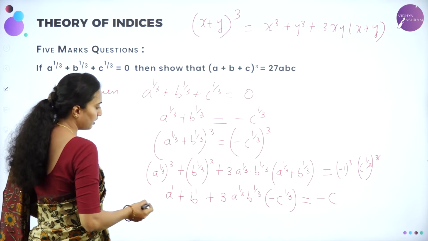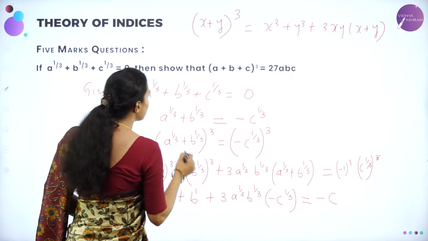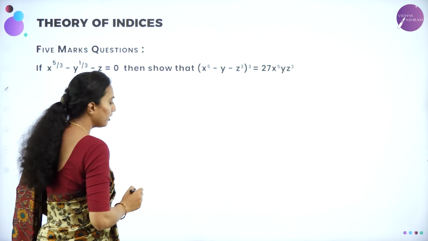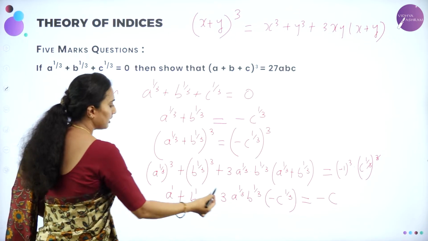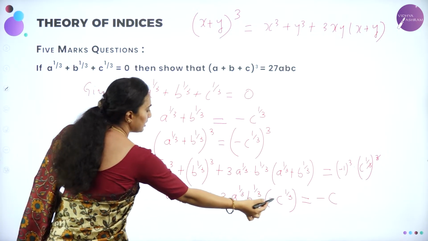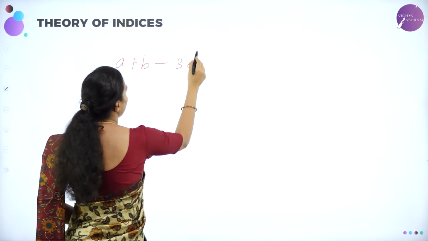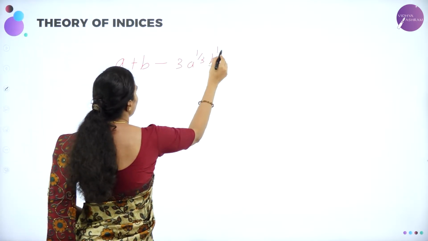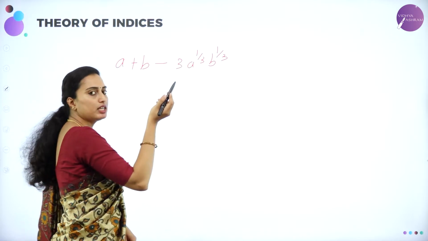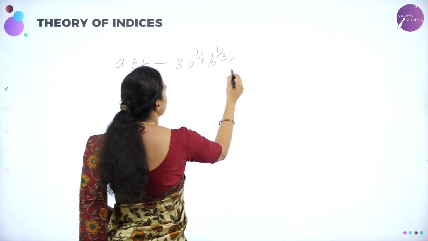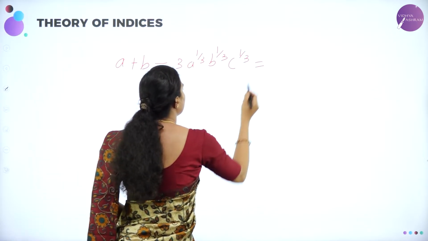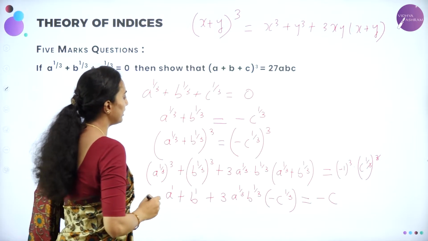a power 1 is a plus b power 1 is b. Again you can observe here, minus into plus is minus, and then you are going to have it as minus 3 a power 1 by 3 b power 1 by 3, plus into minus c is minus c power 1 by 3. c power 1 by 3 will be equal to what you are having on the right hand side?